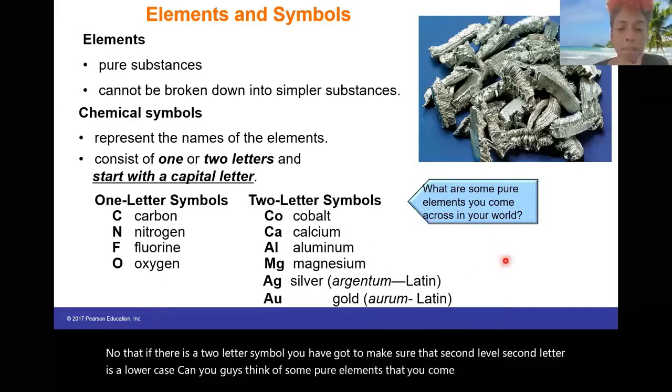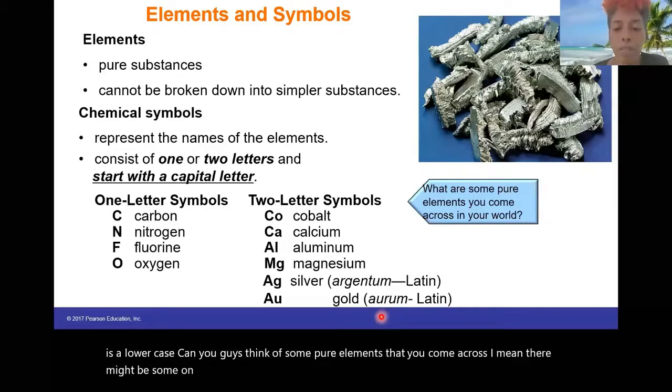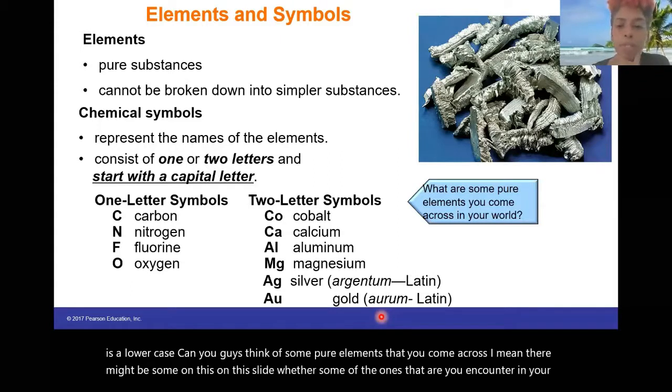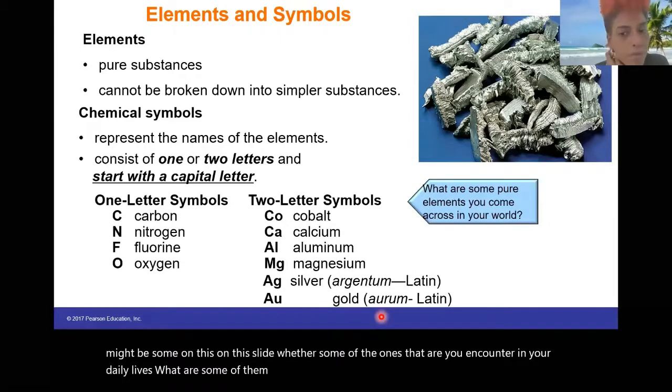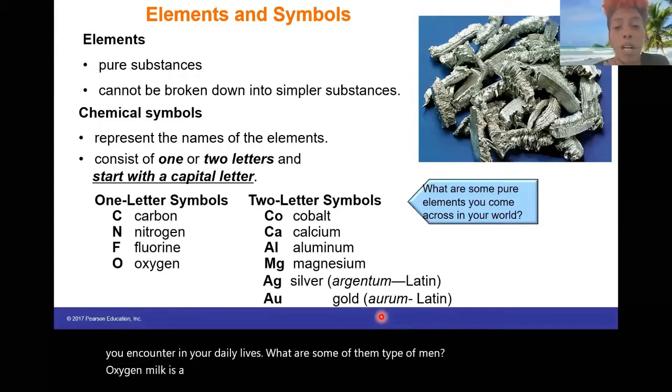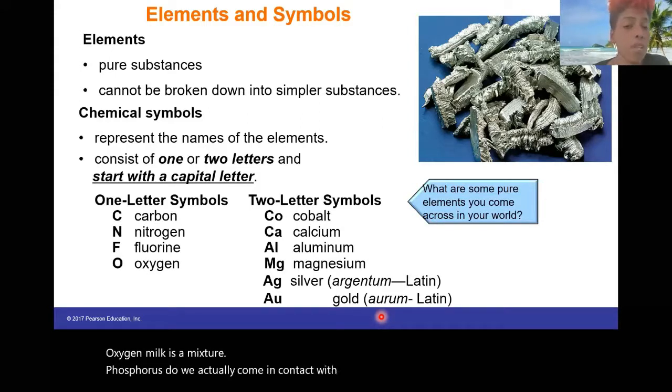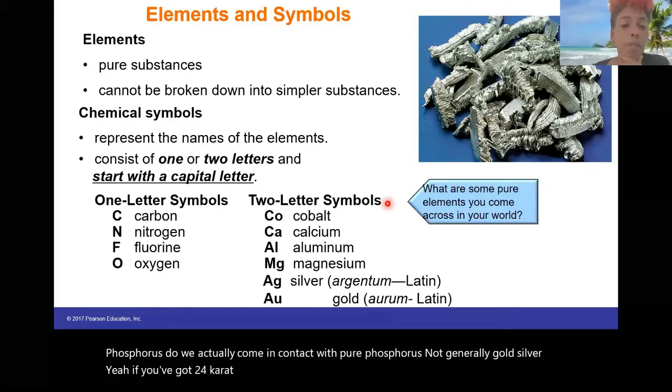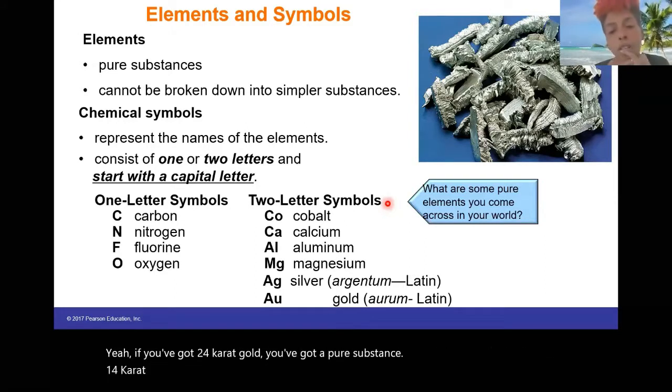Can you guys think of some pure elements that you come across? I mean, there might be some on this slide. What are some of the ones that you encounter in your daily lives? Type them in. Oxygen. Milk is a mixture. Phosphorus. Do we actually come in contact with pure phosphorus? Not generally. Gold, silver. Yeah, if you've got 24 karat gold, you've got a pure substance. Did you guys know that 14 karat gold is a mixture of gold and silver?